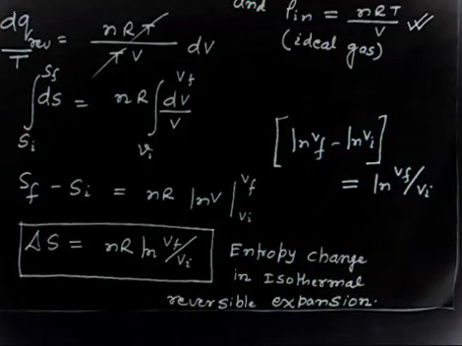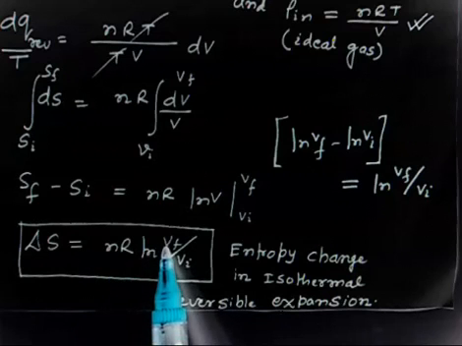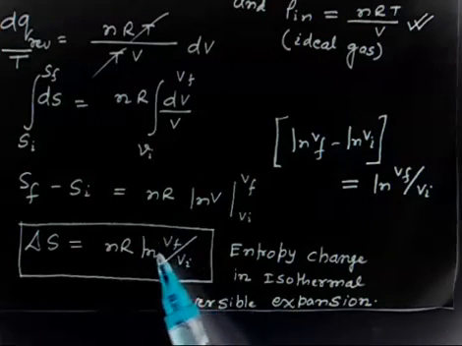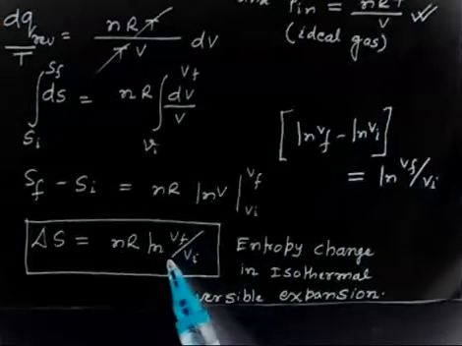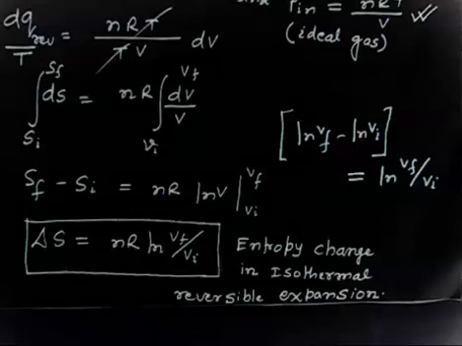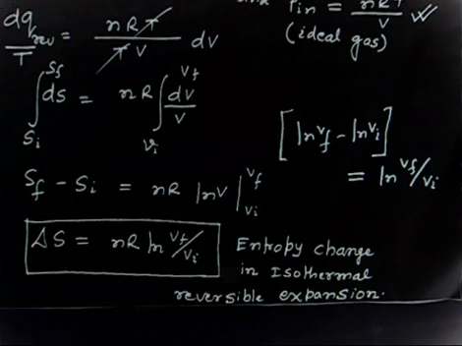So you can remember that entropy change in isothermal expansion is given by nR ln Vf by Vi. Now if this is the compression case, then entropy change will be negative, because Vf will be smaller than Vi. If this is the expansion case, Vf is greater than Vi, so this number is greater than 1, and ln of a number greater than 1 is positive. So for expansion, there is a positive entropy change. That is obvious, we have already discussed. If there is an increase in volume, the entropy change is positive. If there is a decrease in volume, the entropy change is negative. Are you getting? Okay, good.